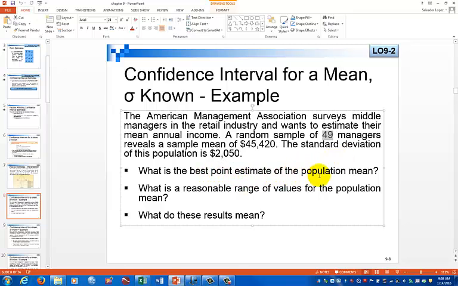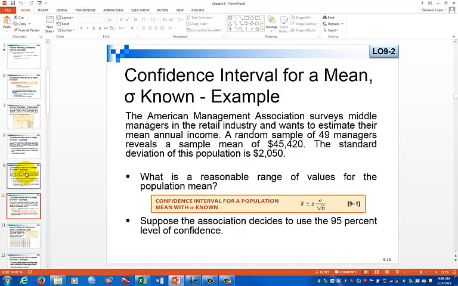What is the best point estimate of the population mean? Well, it is 45,420. What is a reasonable range of values for the population mean? Well, we need to develop a confidence interval. And what do these results mean? What is a reasonable range of values? Well, you need to use the formula. Confidence interval is x bar plus minus z times sigma over the square root of n. The value of z is the one that you need to specify for a given confidence level.